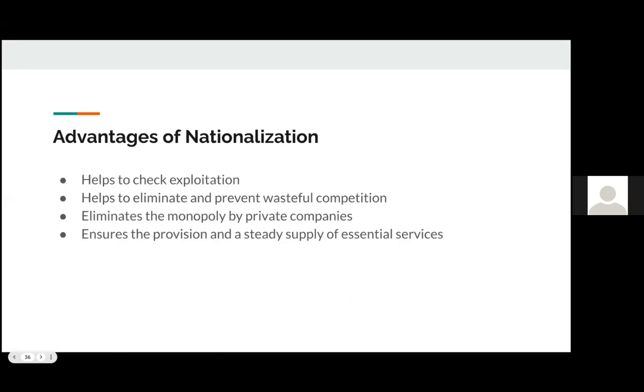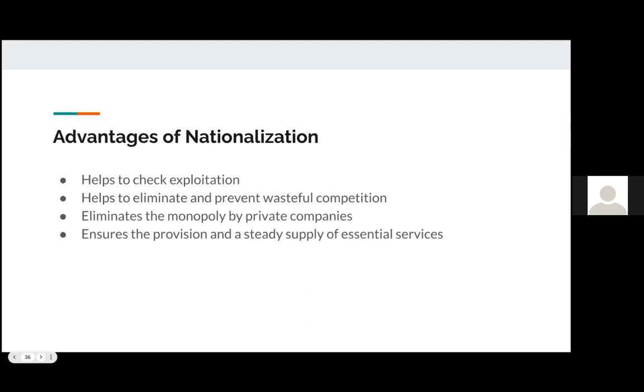It helps to check exploitation. If private companies or even its workers are exploiting consumers, if you turn it public, then the government will make sure that consumers are being properly taken care of. It helps to eliminate and prevent wasteful competition. If companies within a sector are just competing in a way that is harmful, then by making a company public, you could prevent this.